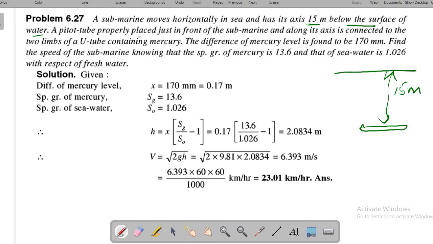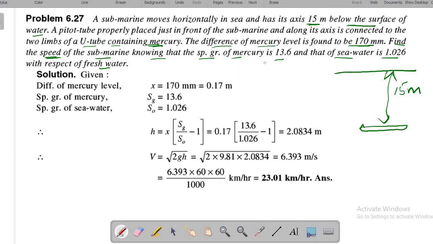A pitot tube properly placed just in front of the submarine and along its axis is connected to the two limbs of the U-tube containing mercury. The difference of mercury level is found to be 170 mm, so 170 mm of Hg. Find the speed V of the submarine, knowing that specific gravity of the mercury is 13.6 and sea water is 1.026 with respect to fresh water.